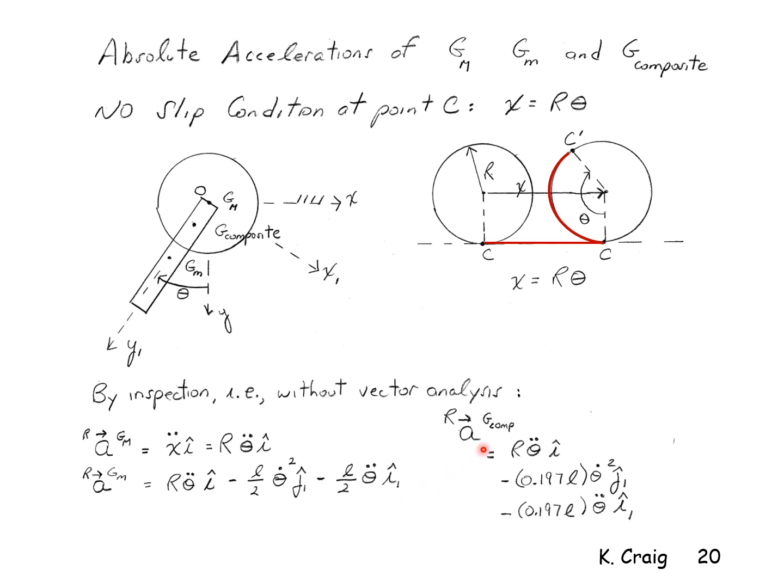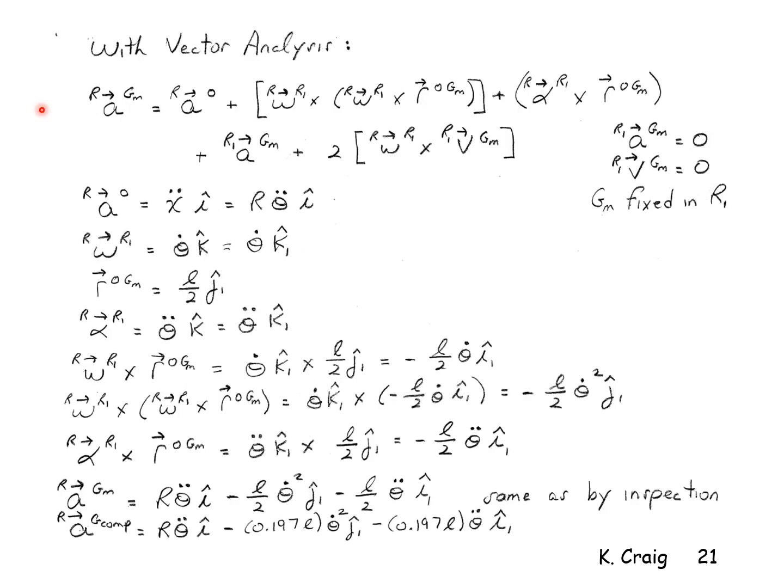Similarly, if I want to know the acceleration of the mass center of the composite body, instead of using L over 2, I simply use 0.197 L, and the same analysis applies. I strongly urge you to go through this analysis to get the acceleration of the center of mass of the bar with respect to the R reference frame, the grounded reference frame.